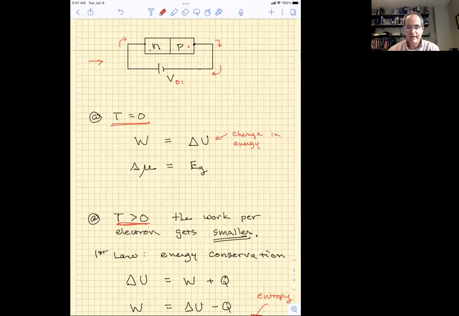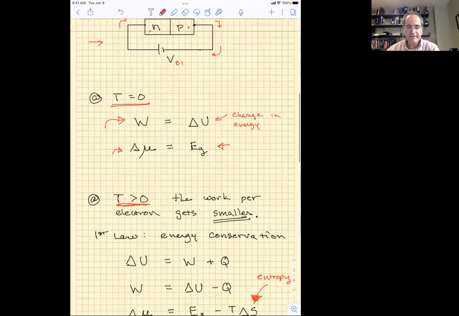Okay? We said that at temperature 0, the work would just equal the change in the energy of the electron, which is just equal to the magnitude of the energy gap between valence and conduction band. So the work per electron would just be Eg. However, when we measured this in a real diode at finite temperature, we found that the work per electron required actually gets smaller as the temperature gets higher. It gets easier as we heat it up.